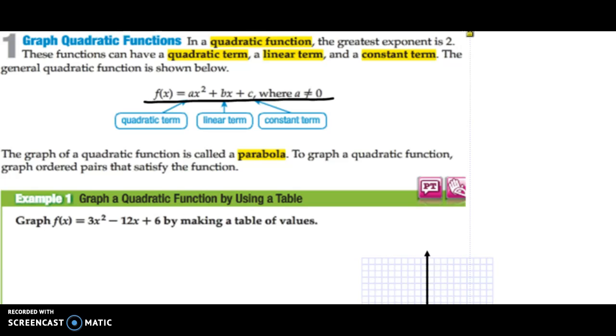Now, your b could be 0, so that x term could be gone, or your c could be 0, and that term at the end, the constant term, is gone. However, you always have to have an x squared. That's what makes it a quadratic.